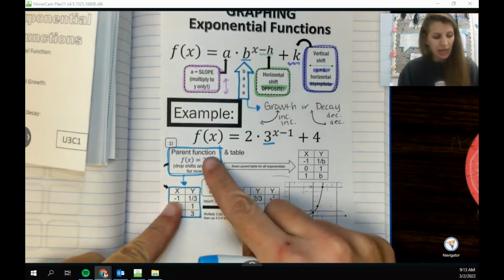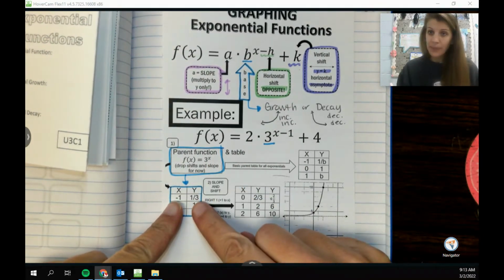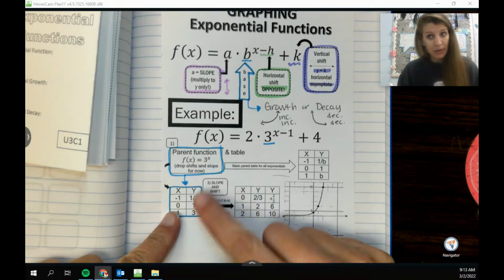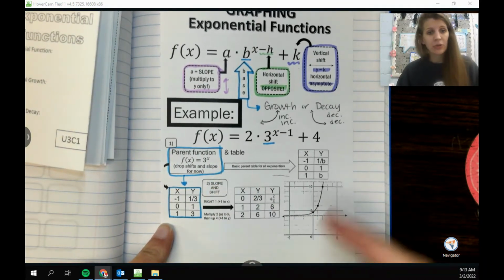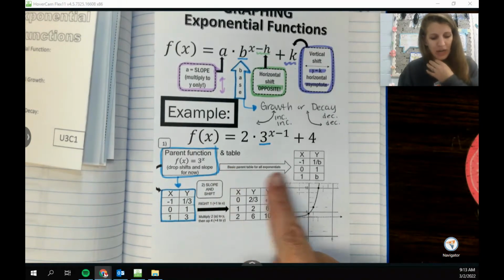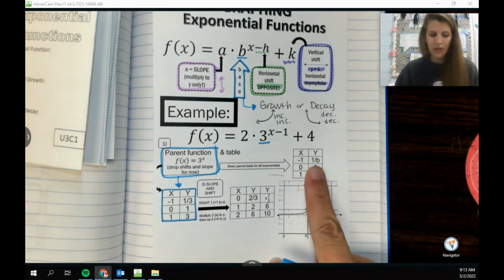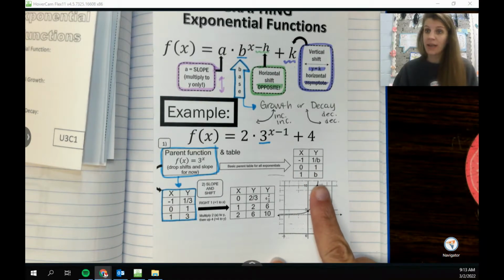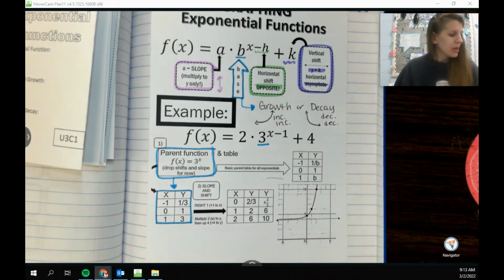So like when I put in -1 right here, we flip. And I plug in 0, anything to the 0 power is always 1. And I plug in 1, 3 to the first is 3. Okay, so we always start with that. And really your parent table will always look the same. Like you're going to flip the first one, 1, and then keep the second one. So that's kind of nice.